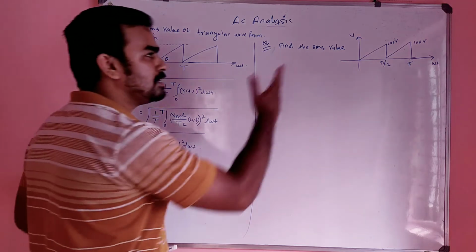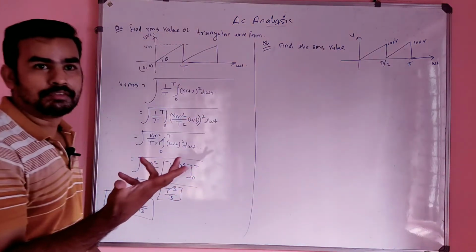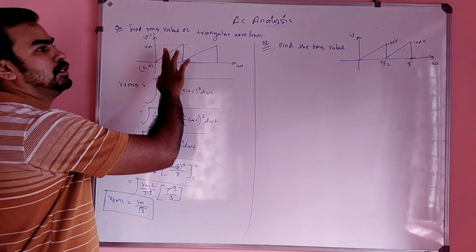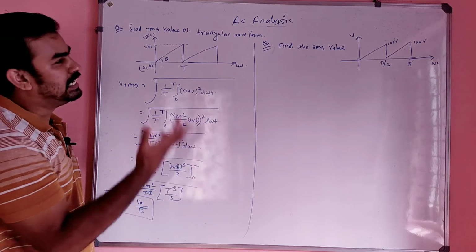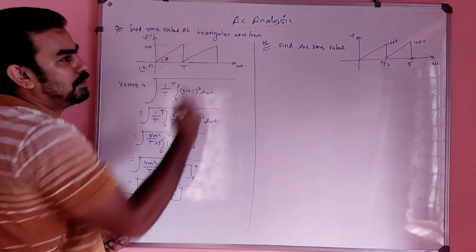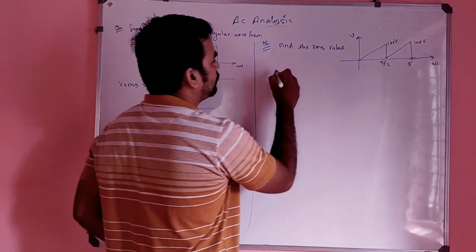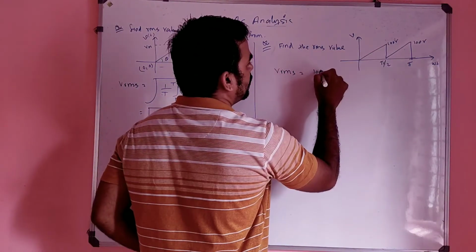See, the answer is very simple. This is also a type of triangular wave, no? Why is there a confusion? This is a triangular wave, with a similar value. So what will be the RMS value? Simply, 100 by root 3.